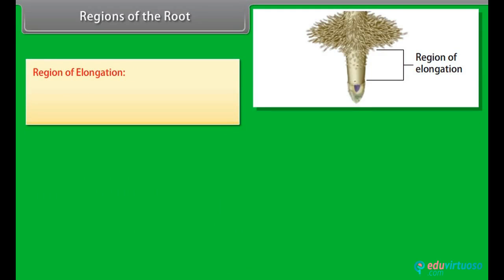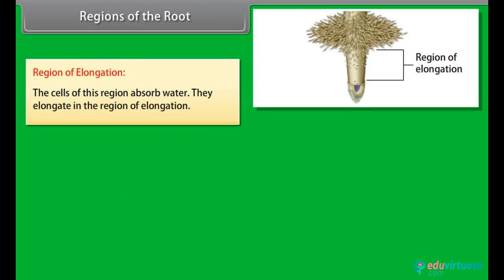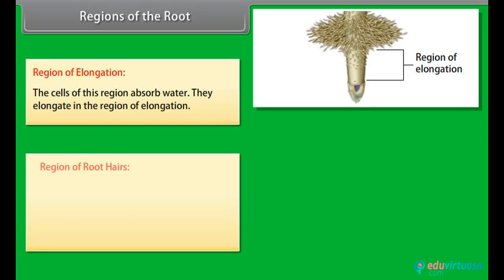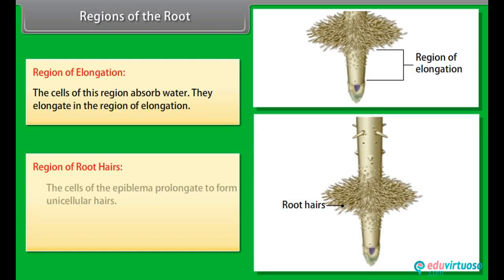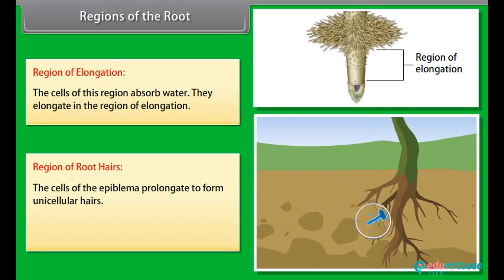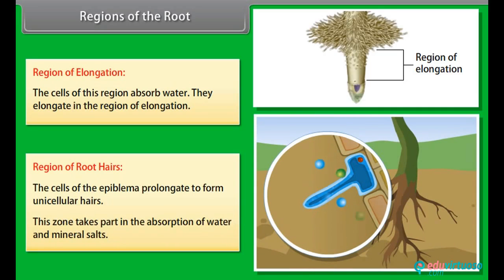Region of elongation. The cells of this region absorb water. They elongate in the region of elongation. Region of root hairs. The cells of the epiblema prolongate to form unicellular hairs. This zone takes part in the absorption of water and mineral salt.